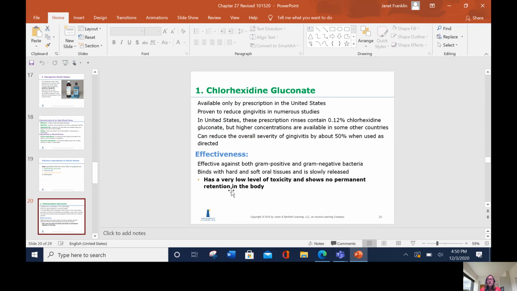So chlorhexidine is available only by prescription in the United States. It's proven to reduce gingivitis in numerous studies. It's effective against gram-positive and gram-negative bacteria. It binds with hard and soft oral tissues and is slowly released. So it is an excellent mouth rinse, but it's just not one that we want to use every day.